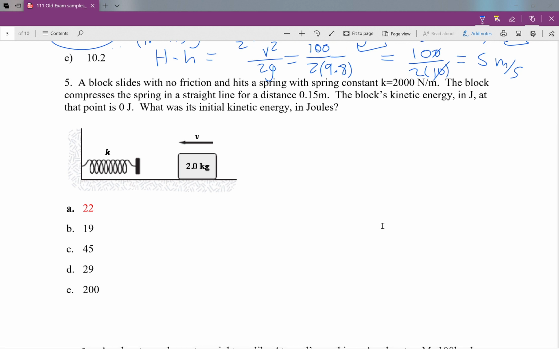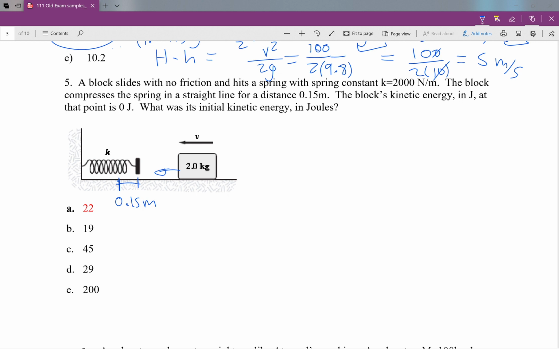The block compresses the spring in a straight line for a distance of 0.15 meters. So we know that this block is going to come over here and compress it for 0.15 meters. Okay, good.